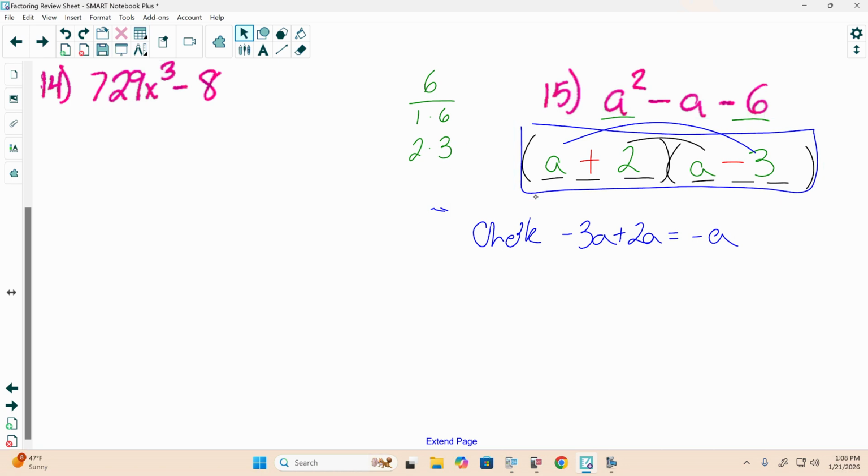If we got positive a instead of negative a, we get the correct number but the wrong sign, so flip the signs. If we don't get the correct middle term, we can switch the 2 and 3 and see if that changes anything. In this case, it wouldn't. I would go to 1 and 6 and see if that's it. If that doesn't work, then switch the numbers in front of our a's and try again.